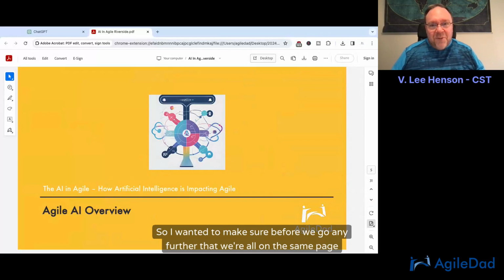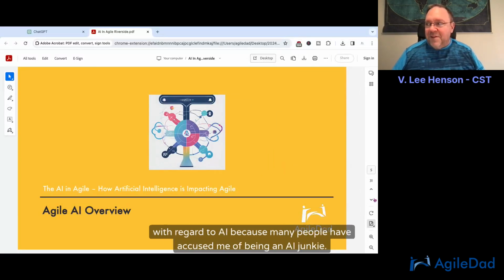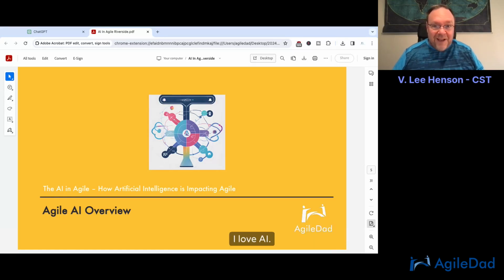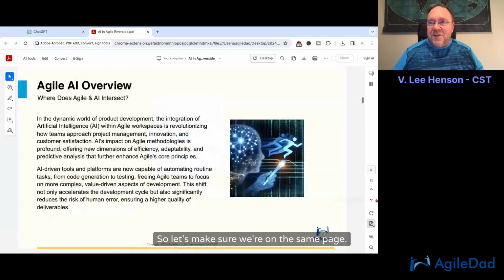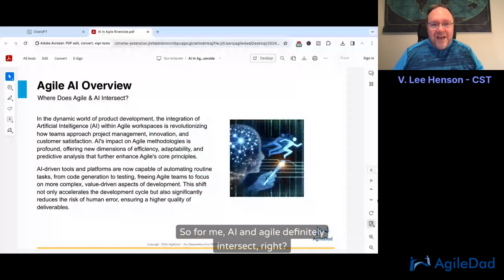So I wanted to make sure before we go any further that we're all on the same page with regard to AI, because many people have accused me of being an AI junkie. I'll tell you that right now. I love AI. So let's make sure we're on the same page. So for me, AI and Agile definitely intersect, right?